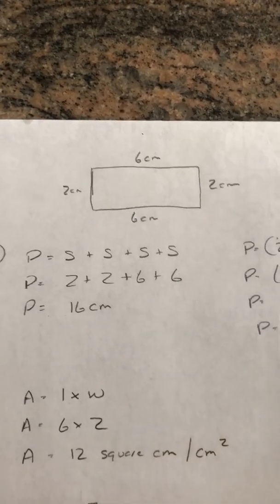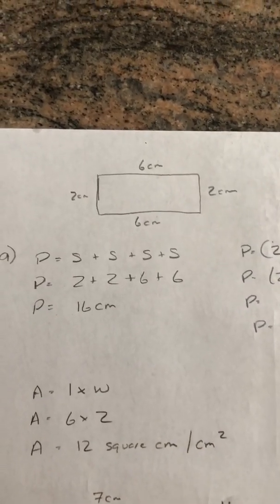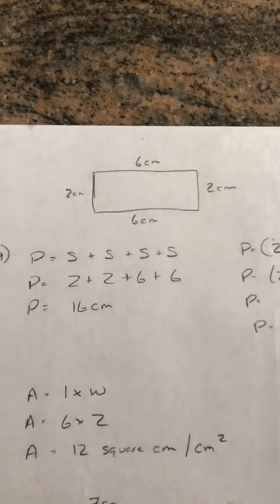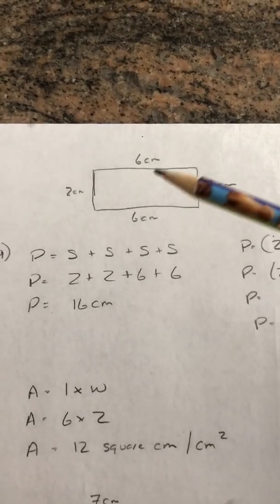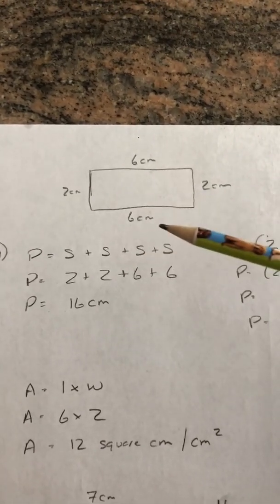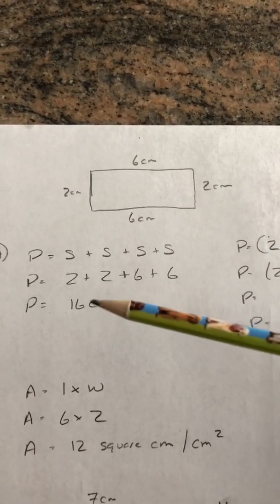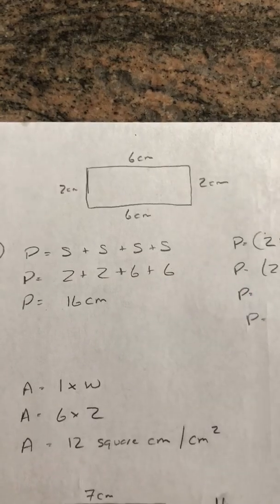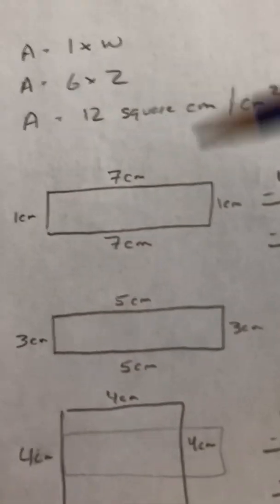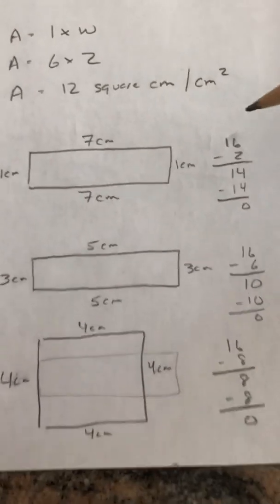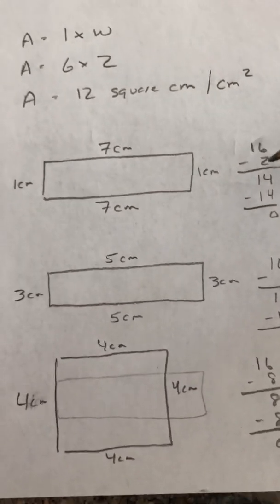Now, Part C and D. Part C wanted you to draw a rectangle that had the same perimeter as the rectangle that Marty drew. So we knew Marty's rectangle was 16 centimeters. Now there's a few different possible options that you could have come up with. So if we are going to draw this, this would be one possible way. And I've done some math here to show my thinking.